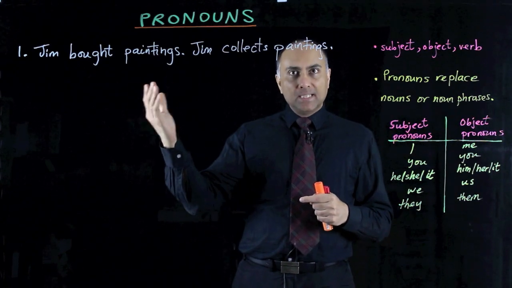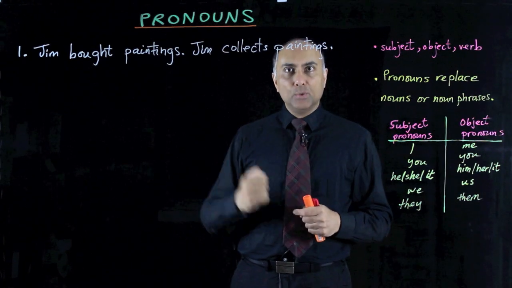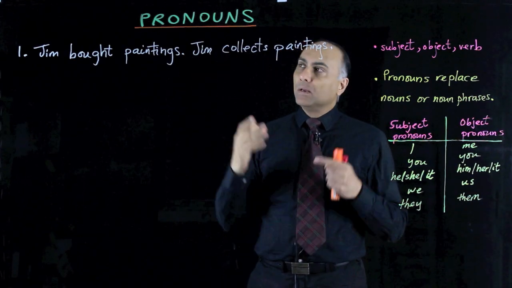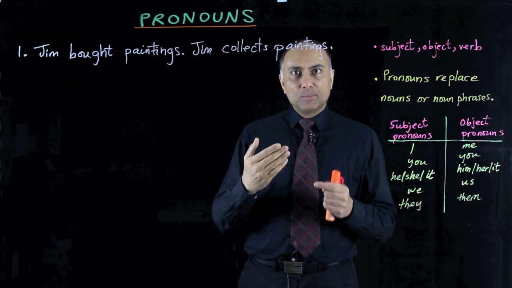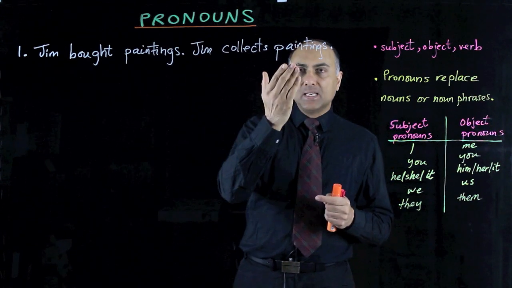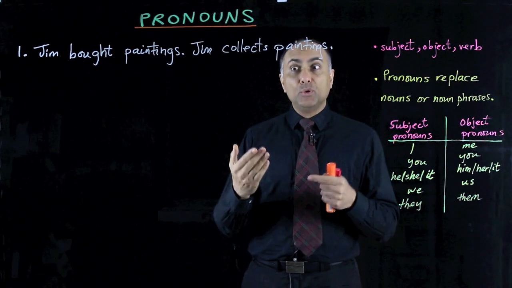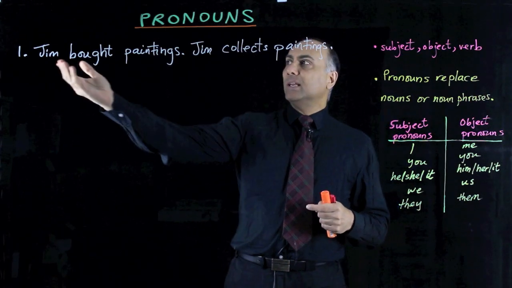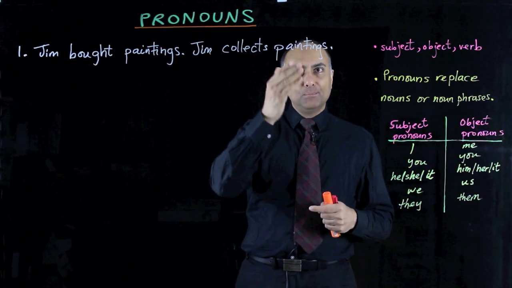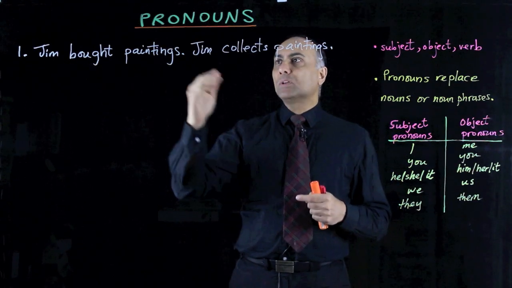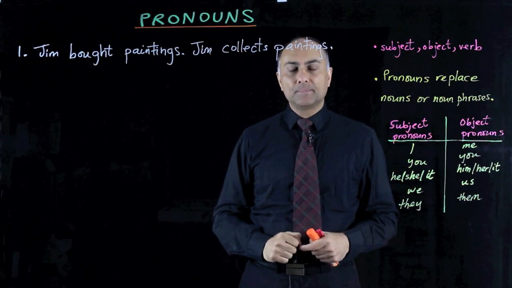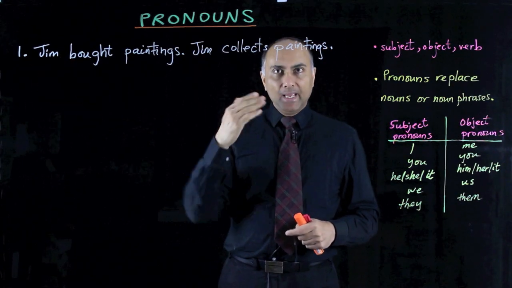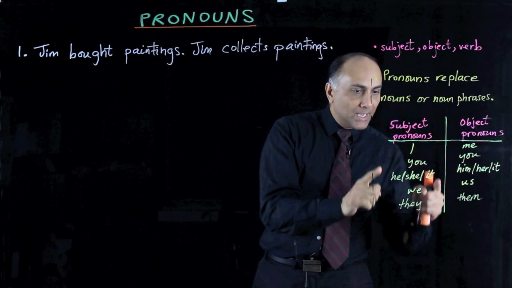If we now have a follow-on sentence giving us new information, it says Jim collects paintings. Clearly, in normal writing or speech, we wouldn't have this sentence following on from that sentence. We would use pronouns to make it read better and to avoid repetition. So instead of saying Jim bought paintings, Jim collects paintings, we would say Jim bought paintings, he collects them. So we would replace the noun Jim with he, which is one of our subject pronouns.